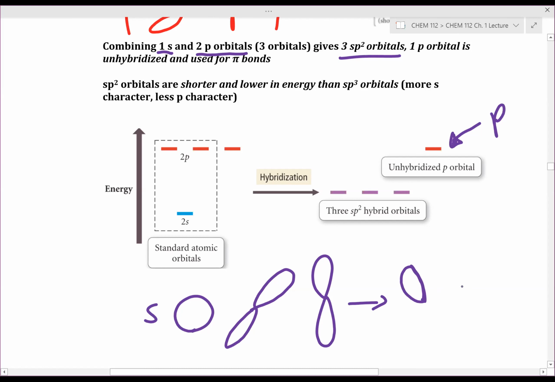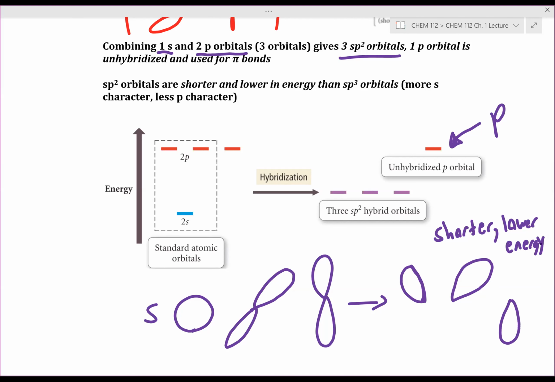Let me draw the geometries correctly here. So these are shorter and lower energy. Okay, so it's always important to keep in mind hybrid orbitals have different energies depending on the hybridization. Does that make sense to everyone so far? And again, the directionality of these orbitals is based on geometry.